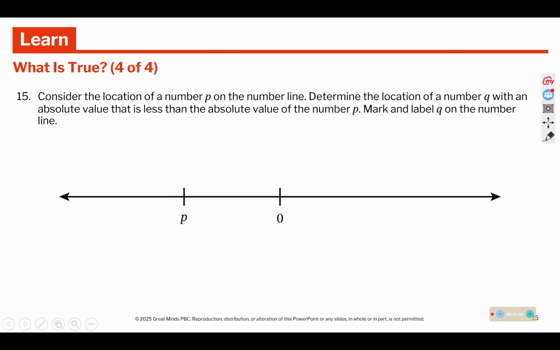Consider the location of a number P on a number line. Determine the location of a number Q with an absolute value that is less than the absolute value of the number P. Label it Q. So less absolute value means that it's closer to 0. We could put Q there. We could put Q here because the distance between these is shorter than the distance to P.